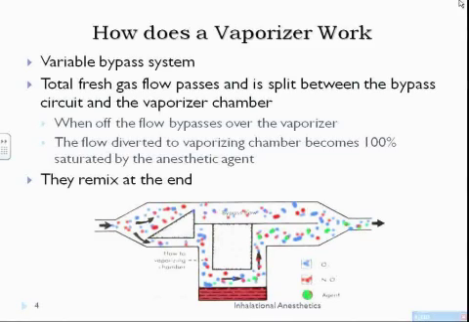Okay, so it depends on the agent that you're using. When off, the flow bypasses the vaporizer completely. So when you turn this thing off, this triangle moves all the way down and closes itself off and seals it. So now the gas flows over the top of it, going to the patient with no vaporized gas. It's only when you click it open that this opens up and allows the gas to come through. Okay? And then they remix at the end.